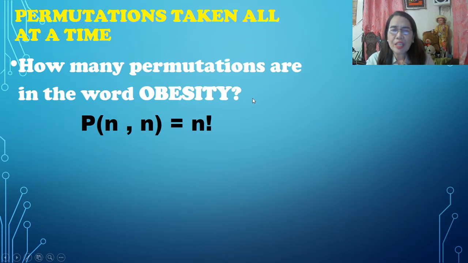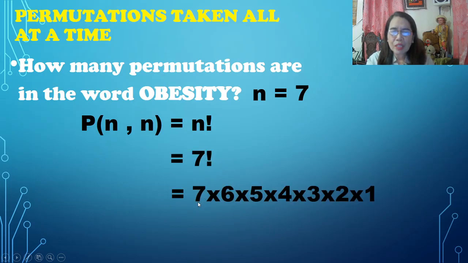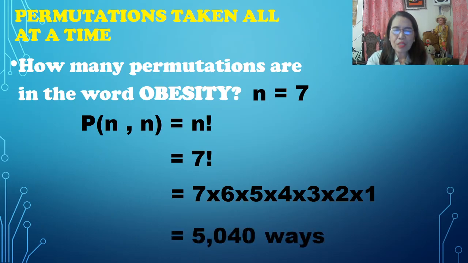Therefore, n here is equal to 7. So there are 7 letters in the word obesity. Now we substitute that to n, so that becomes 7 factorial. Expanding, we have 7 times 6 times 5 times 4 times 3 times 2 times 1, which is equal to 5040 ways. So the permutation of the word obesity is 5040 ways.